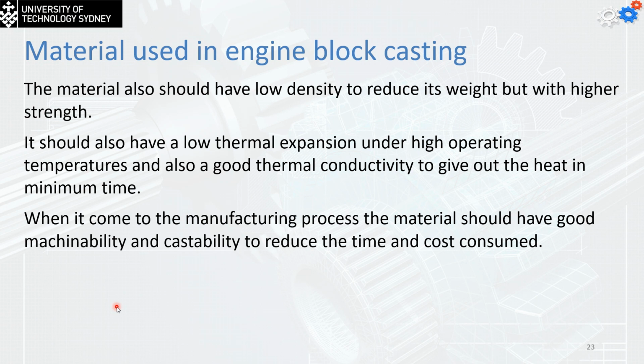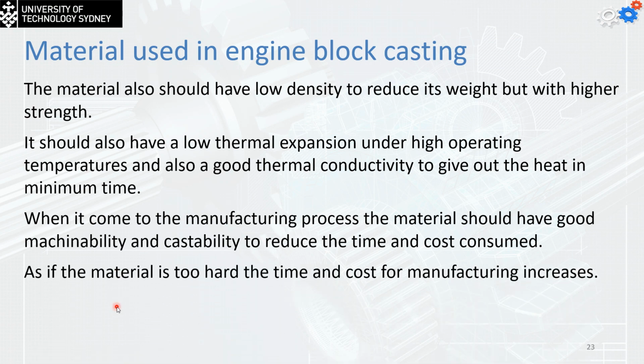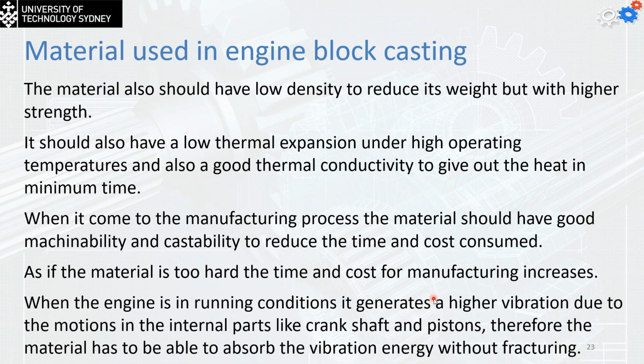When it comes to manufacturing processes, the material should have good machinability and good castability to reduce the time and the cost consumed in these two operations. So I don't want to use titanium to make the engine block because it's going to be very hard to machine and it has a very high melting temperature. If the material is too hard, the time and the cost of the manufacturing will increase, and this will increase the cost of these two operations.